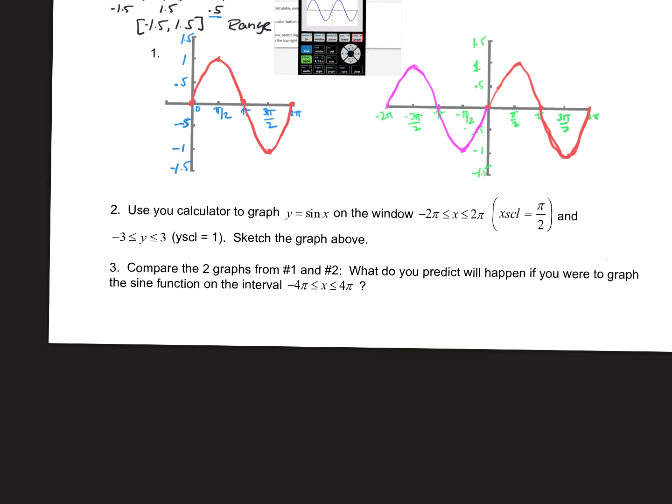On the next page, number 3 says, compare the two graphs from number 1 and number 2. What do you predict will happen if you were to graph the sine function on the interval negative 4 pi to 4 pi? If you notice, we went up, came down, went back up, came down. So probably what will happen is it continues to repeat. You're going to see that up and down.